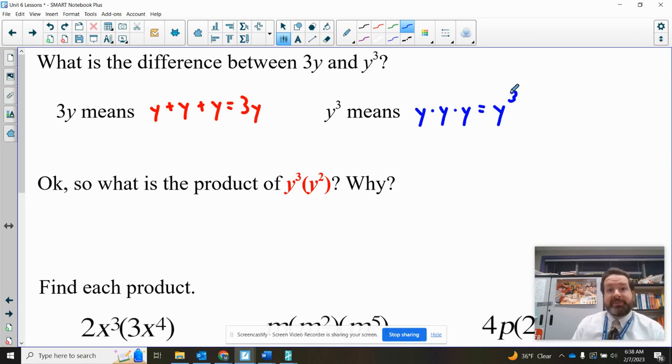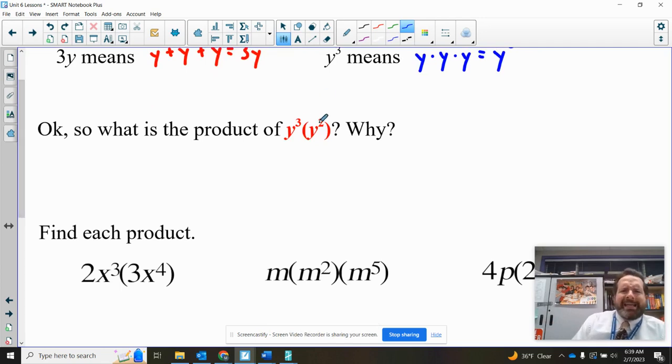When you see this exponent, it means you've been multiplying these y's together, 3 of them, for the exponent of 3. So the coefficient in front, think of it as repeated addition. The exponent up top, repeated multiplication.